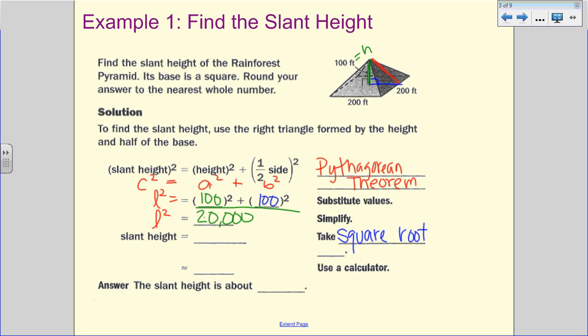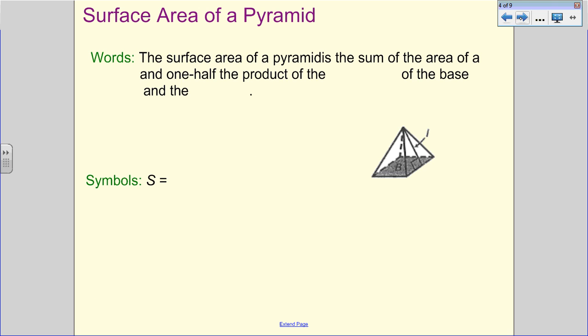And you can use your calculator. So you're going to take the square root of 20,000. And we're going to round that to the nearest hundredth, so 141.42. So about 141.42 feet. So what that means is we stopped this problem at finding the slant height. In some of our problems tonight, we may need to find slant height and then go and find surface area.